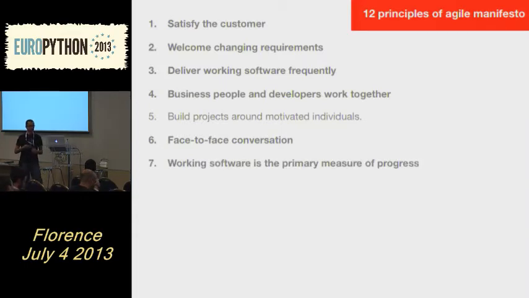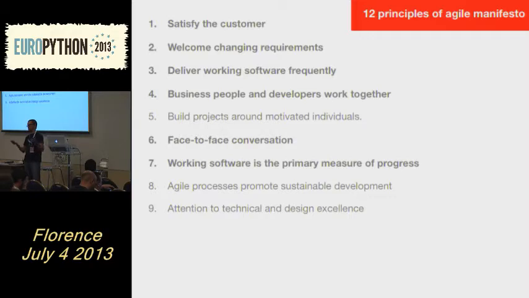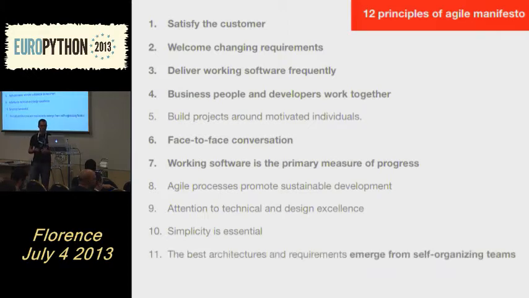Working software is the primary measure of progress, right? So what I said before, you need to deliver something that is working. This is also, I think, self-explanatory. Attention to technical and design excellence. So you need to focus not just on being good, you need to focus on being perfect. And simplicity is essential, right? So you shouldn't deliver something that is super complex to solve a very basic problem. So that's the 10th one.